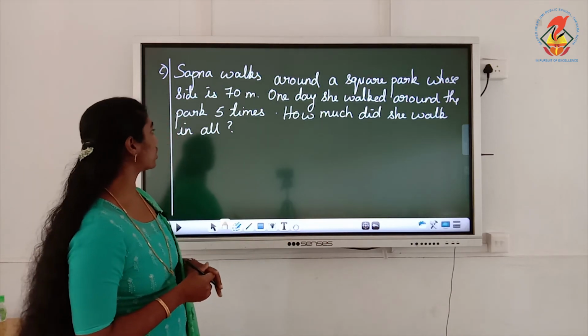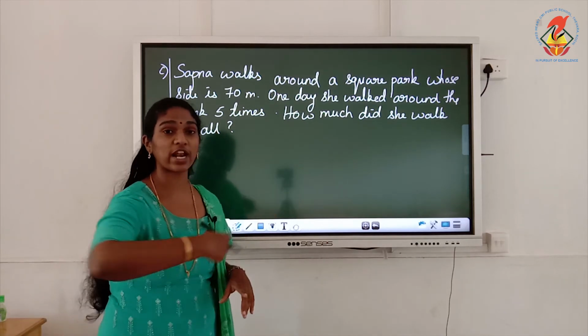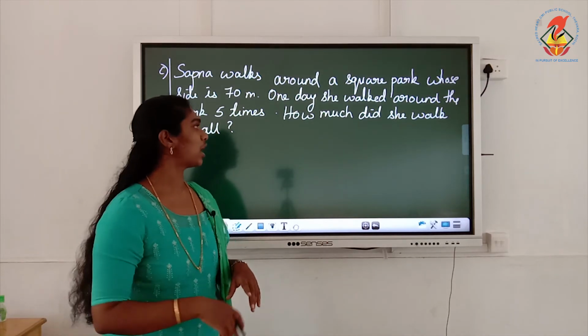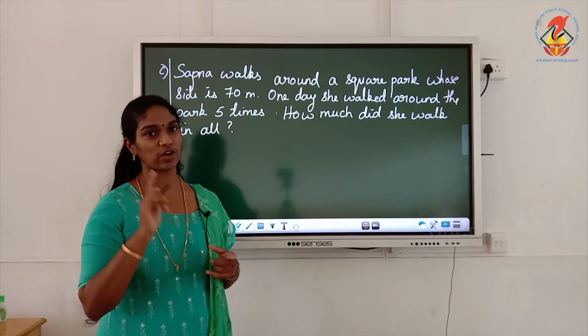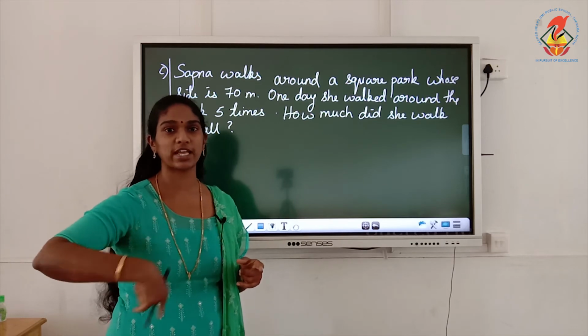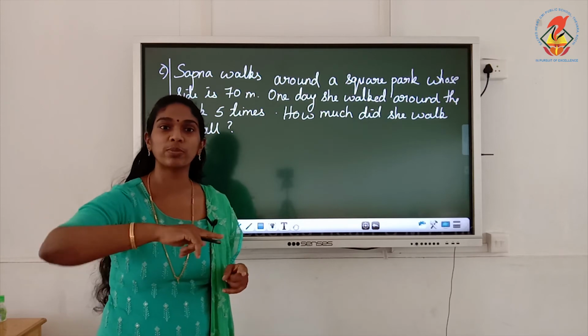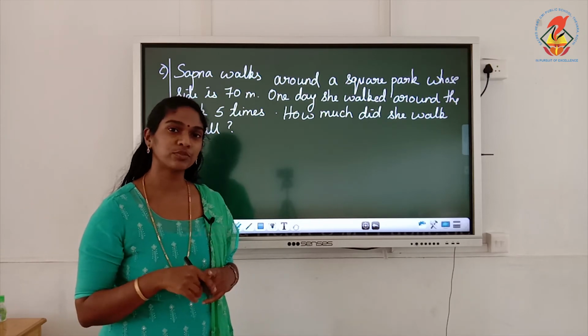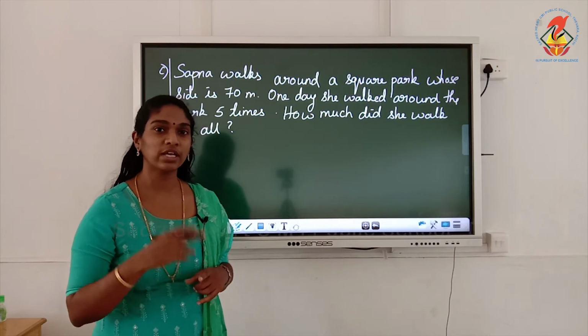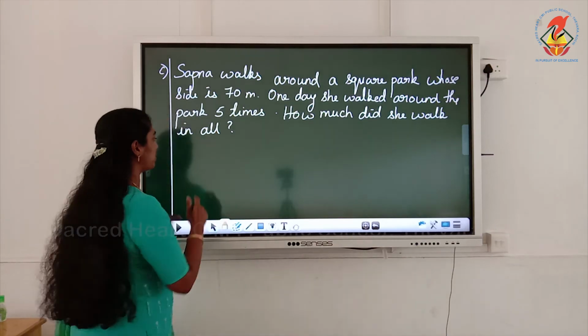One day she walked around the park 5 times. Around the park. How much did she walk in all? One day she went around the park 5 times. So you have to find out the distance around the park. What do you have to do for that, children? To find the distance around the park? Yes, we have to find out the perimeter.